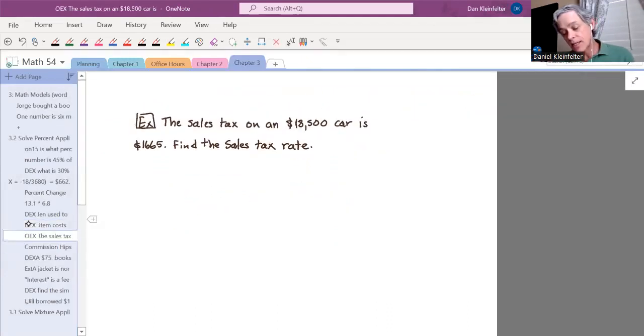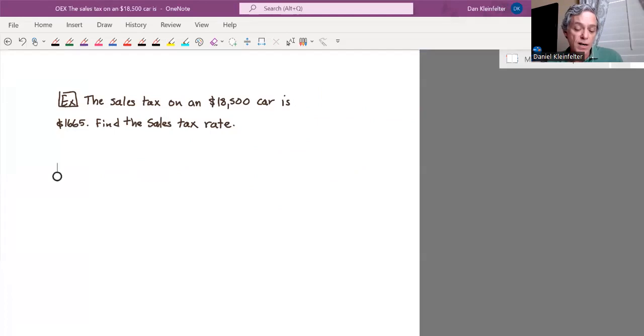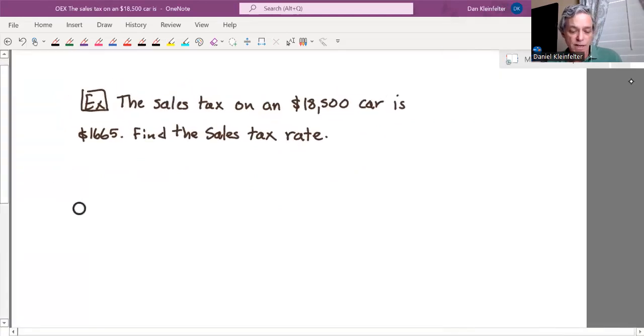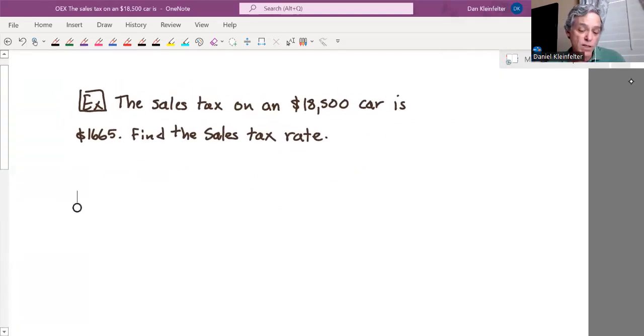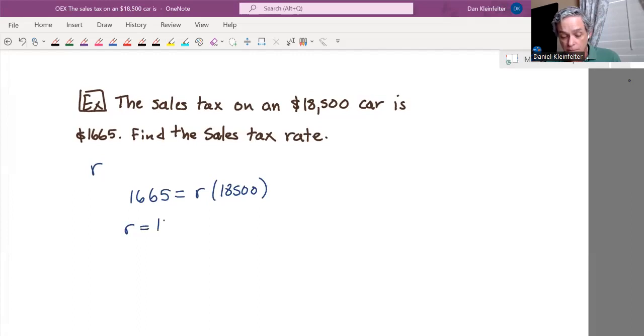Okay, so in this one, we know the price of a car is $18,500, and we know the dollar amount of tax, and we want to know what the tax rate is. So the tax rate, let's call that R, is such that the 1665 is R times 18,500. We multiply to take a part of the total amount. So we'll solve for R by dividing 1665 by 18,500.